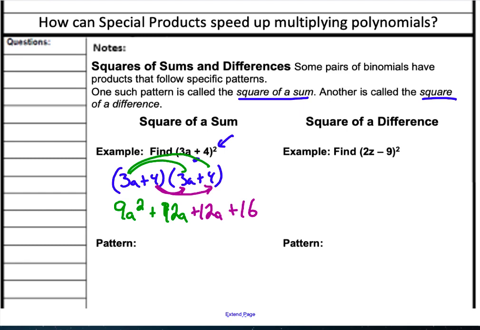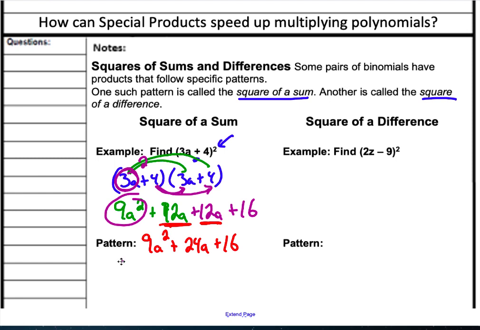So what you're going to notice in these special cases is we're going to repeat that middle term. We get 12a and 12a because we did 4 times 3a and 3a times 4. We're going to do the same thing. So when we combine them, we're going to get 24a plus the 16 plus the 9a squared. So the pattern we want to notice is the first term is my first term squared. 3a times 3a is 9a squared.